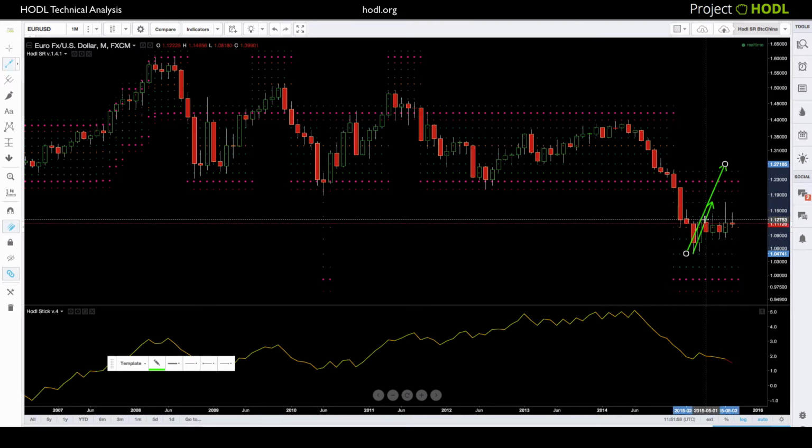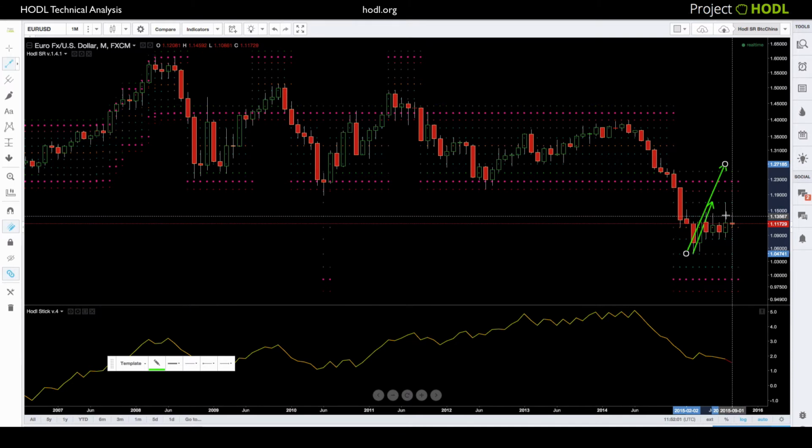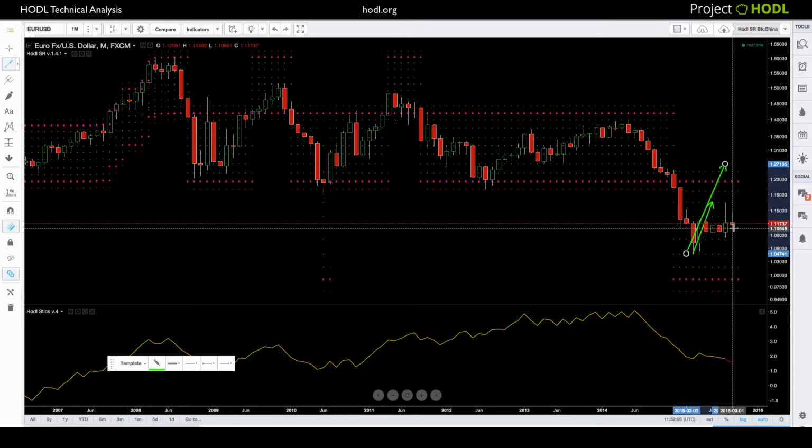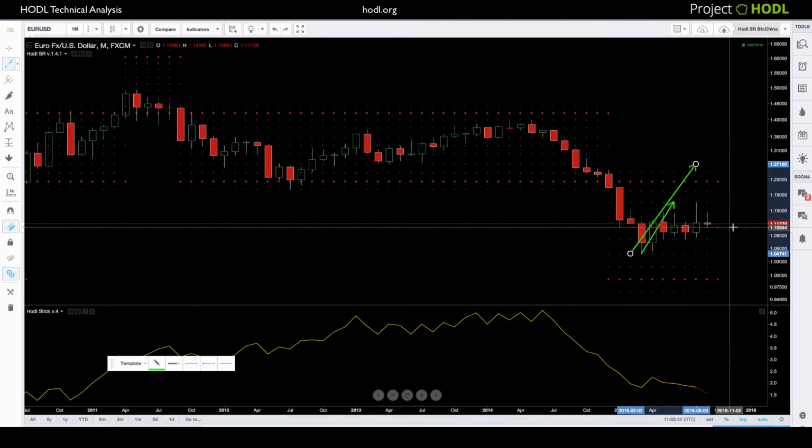We have long wicks on top, and currently we are resting on the 50% level. So what does that mean? We will see.